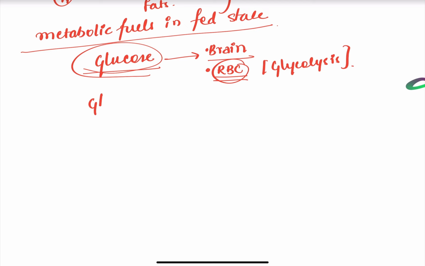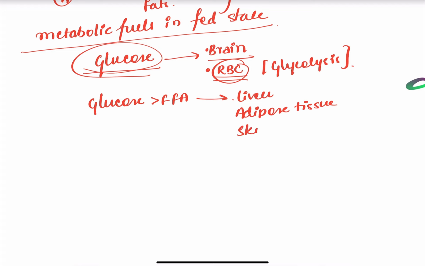Next, these organs can also use free fatty acids, but in fed state they prefer glucose. So these are liver, adipose tissue, which also uses glucose and doesn't use free fatty acids to form fats or store the fats. They use glucose that is converted into free fatty acids. Then skeletal muscles also use glucose during the fed state.